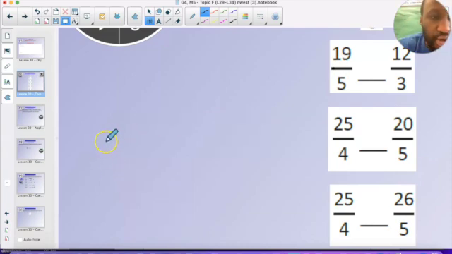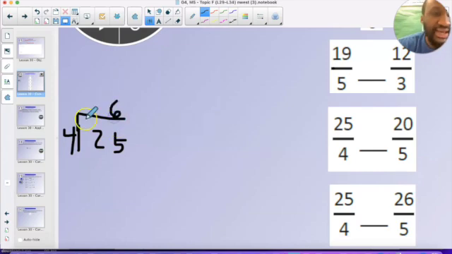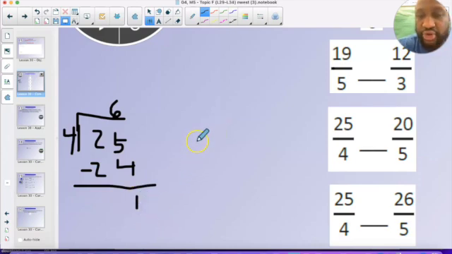Well, in other words, I could do 25 divided by 4. And you could have done this many different ways. I'm going to show different ways, of course. So I could do 25 divided by 4. 4 goes into 25 6 times. 6 times 4 is 24. I subtract that, and I have 1 left over. So the mixed number for 25 fourths will be 6 wholes and 1 fourth.